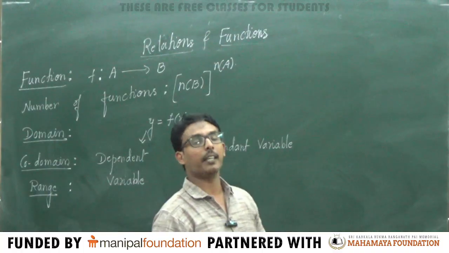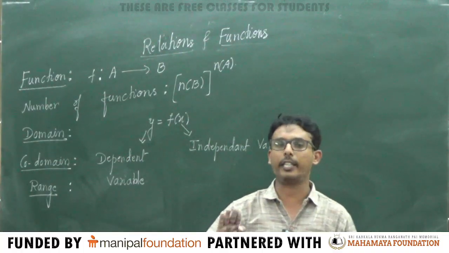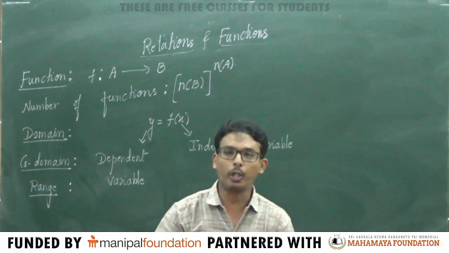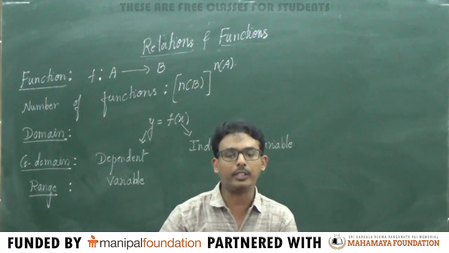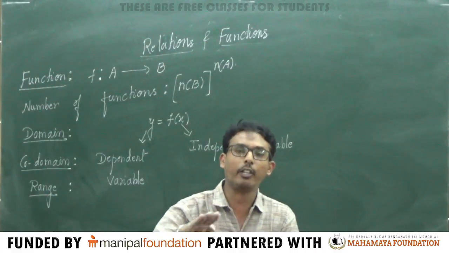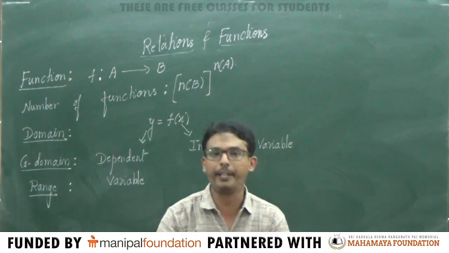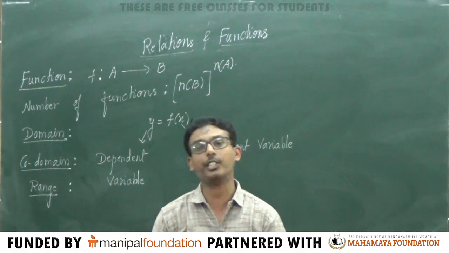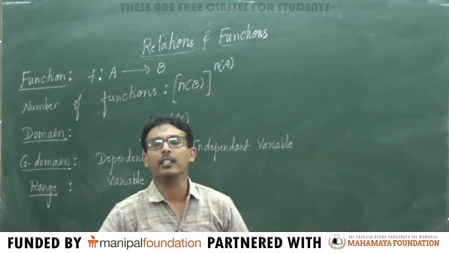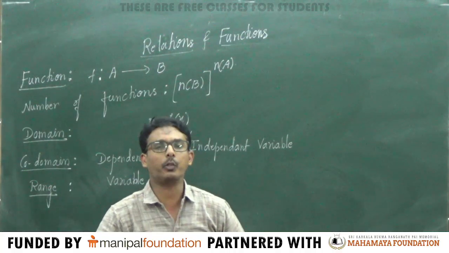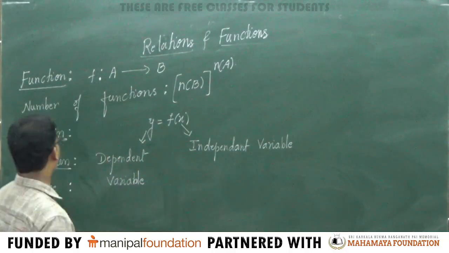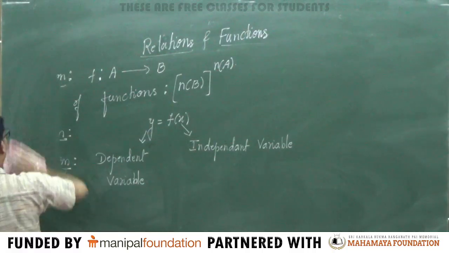So domain means possible values of the independent variable for which the function gets defined. Codomain means the possible values of the dependent variable. Range means exactly what values we will get for the dependent variable. And in every examination there will always be problems to find the domain as well as the range. For that they give some different types of functions.